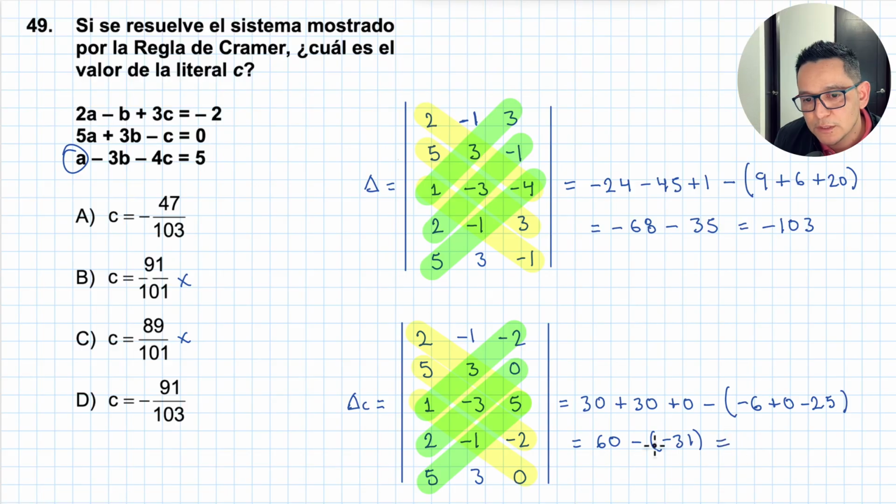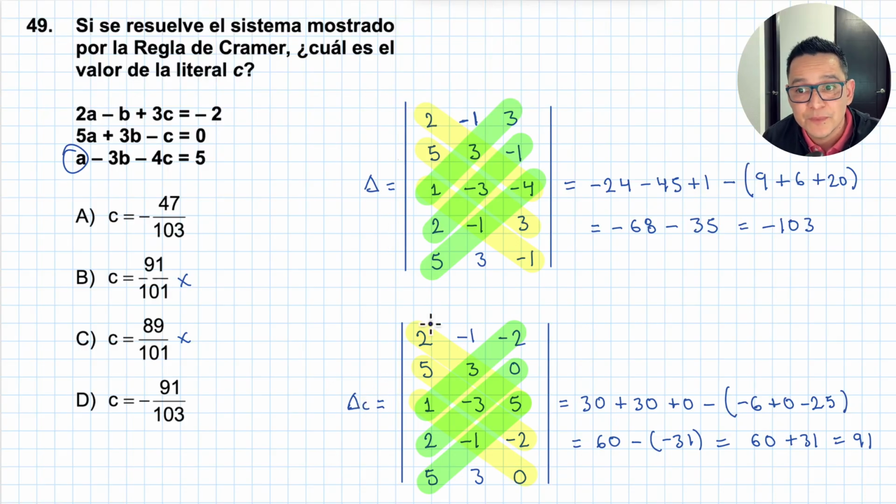We continue here. Minus times minus becomes plus, so I get 60 plus 31, and 60 plus 31 is 91. If there's a 91, oh yes, there is a 91. So now we have both delta, that is, the main determinant, and the determinant of C.